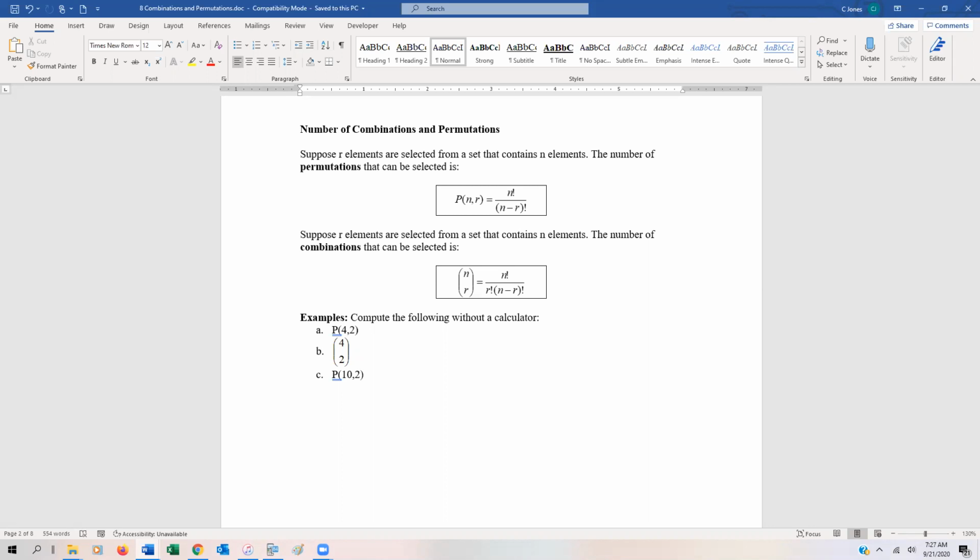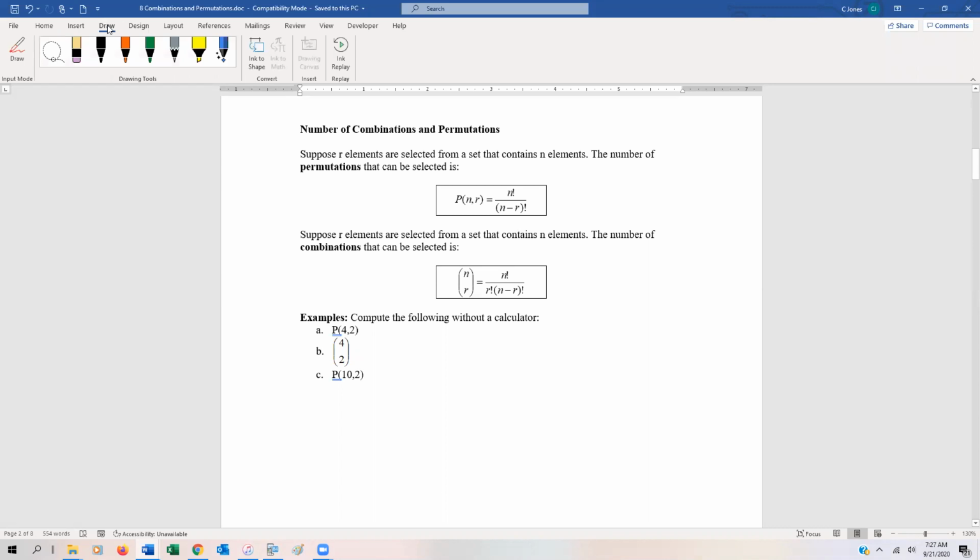So we have these two formulas that look almost the same. The number of permutations is going to be equal to n factorial. Whenever you see an exclamation point in mathematics, that's called a factorial. So it's equal to n factorial divided by (n minus r) factorial. Right? So r is the number of elements that you're picking, and n is the total number of elements. Okay, so n is total, and r is the selected.